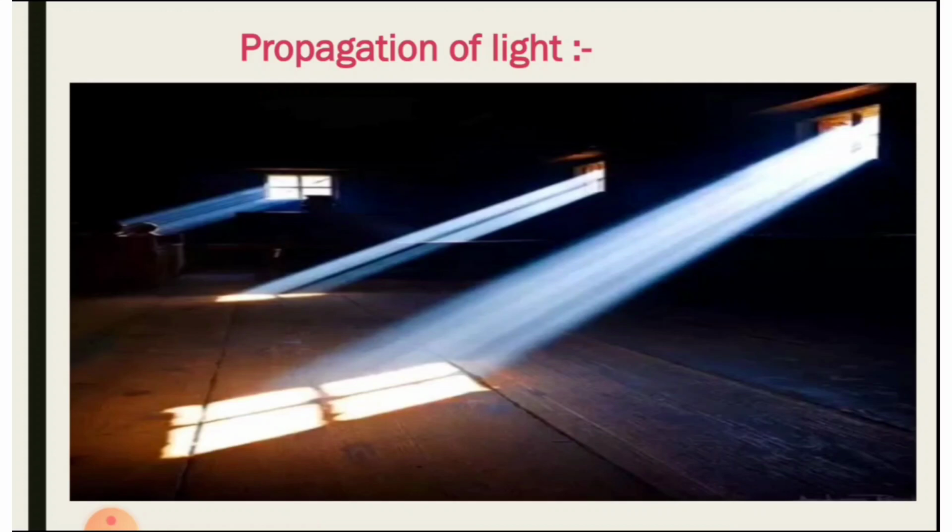If you see the rays of light coming from the window, they are in a straight line. This is all possible because of the dust particles which are present in it. So these rays of light always travel in a straight line. Now to understand this concept, we will perform an activity.